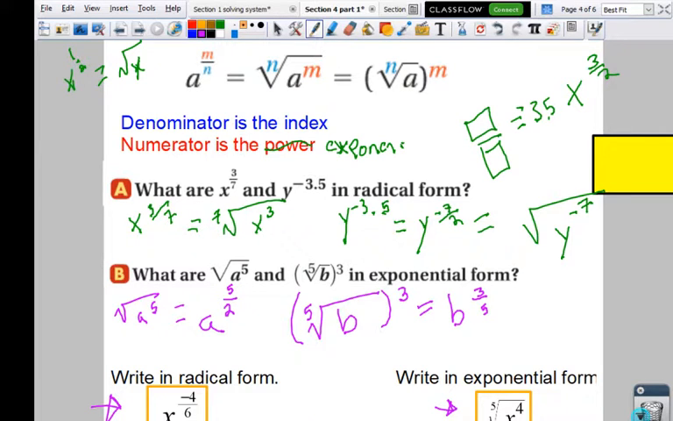Wait, do we have a negative exponent? Yes, we actually are going to simplify those a little bit more probably here in a minute.